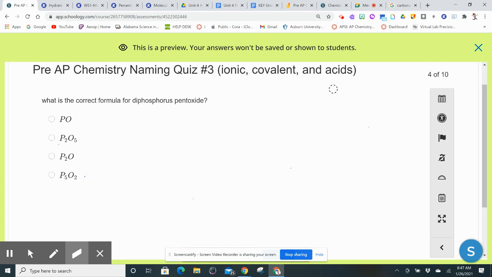How many phosphoruses are there? 2, because the prefix is di. How many oxygens are there? 5, because the prefix is pent. So this means 5, this means 2. That means that can't be it, that can't be it, that can't be it. And remember, covalent, there's no drop and swap. You just take the prefix as it is. Okay?